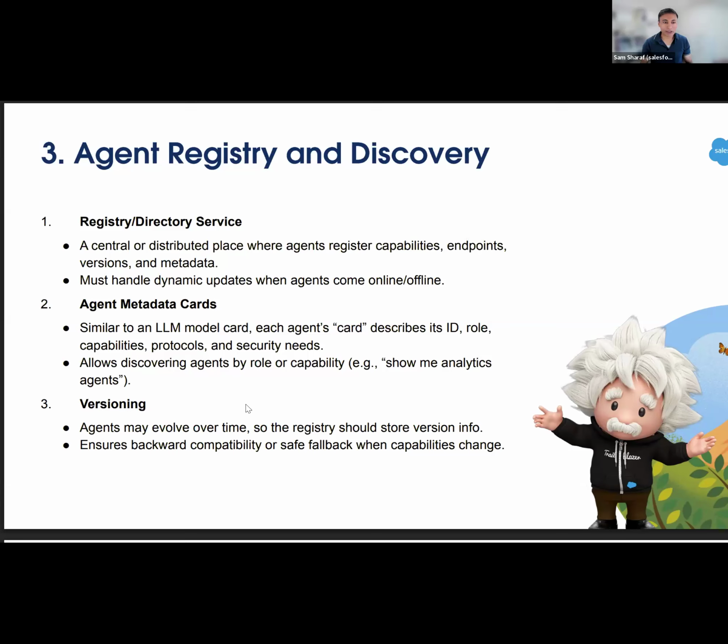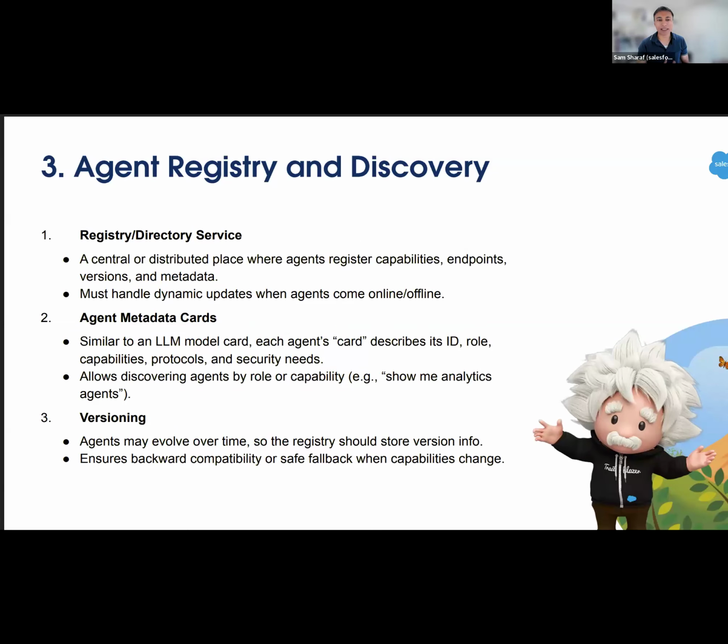All right, so when we go into agent registry and discovery, the key definition there is pretty simple, right? A centralized or distributed place where agents register capabilities, endpoints, versions, and metadata. And I think a key part of that is it should be able to handle dynamic updates when agents come online and offline. The way we are designing it at Salesforce is with a crawl, walk, run approach: have a registry with a notion of agent cards, so that there's a standardized agent manifest, and that becomes compatible over time as organization-wide and industry-wide adoption occurs, and there are going to be various registries, right?